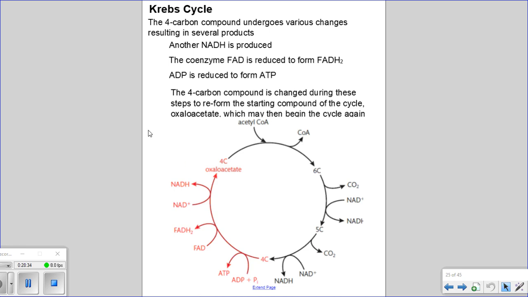The 4-carbon compound is changed during these steps to reform the starting compound of the cycle, oxaloacetate, hence a cycle, which may then begin the cycle again. So as we regenerate that oxaloacetate, this is available to bind with the next acetyl-CoA to start this whole cycle all over again. So in this process, we've generated a few NADHs, we've generated an ATP, and we've generated an FADH2.